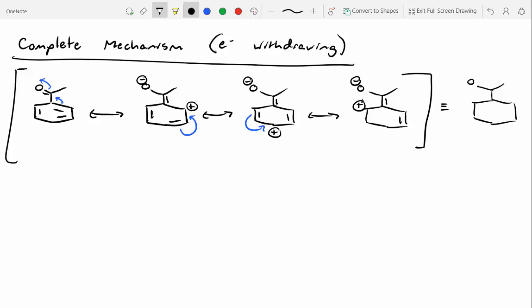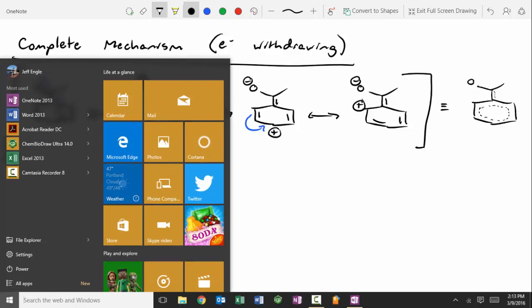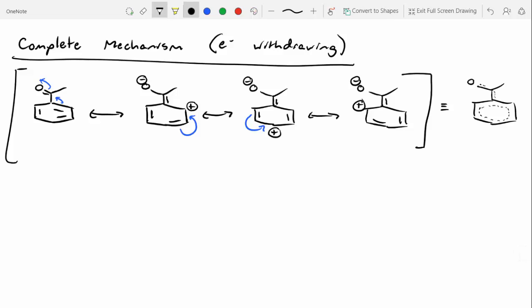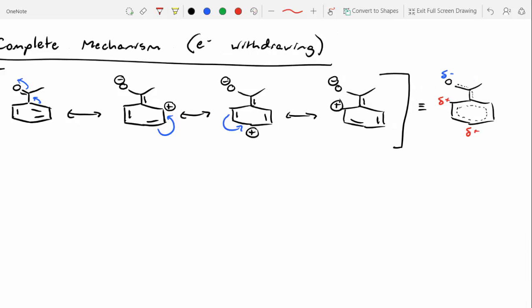So let's consider our hybrid structure. Our benzene ring has all of these delocalized electrons. This is kind of a pseudo double bond. This is also a pseudo double bond. And then we've got a partial negative here. We've got a partial positive here, partial positive here, and a partial positive over here. So let's use this hybrid structure when we consider our mechanism, right?